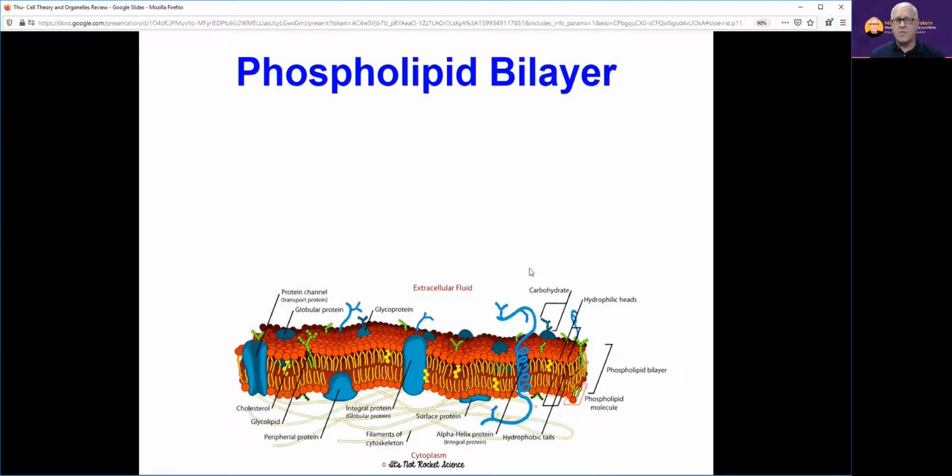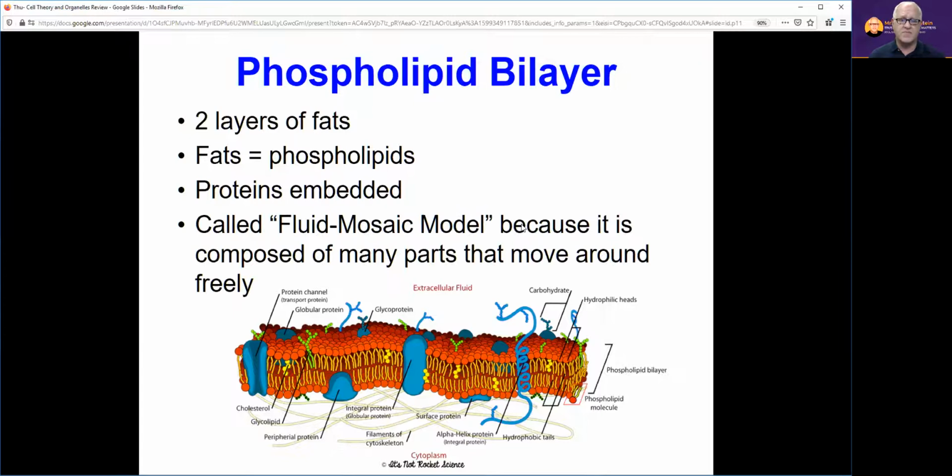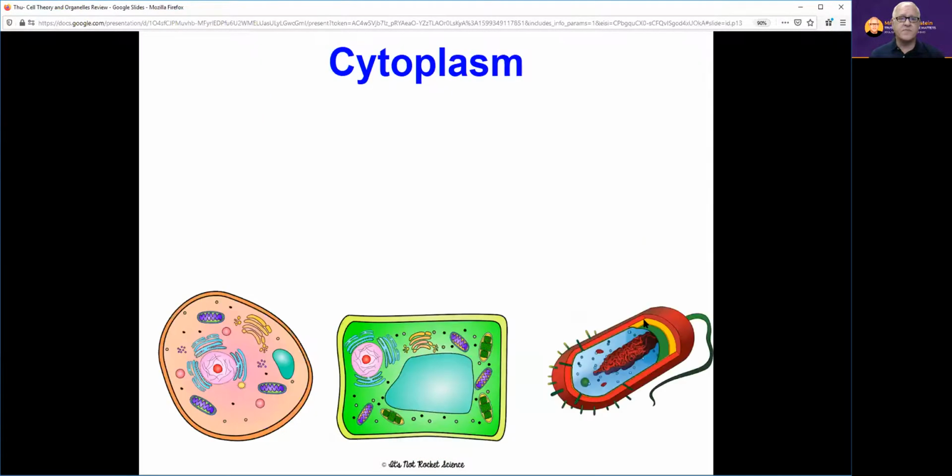The phospholipid bilayer is 2 layers of fat, bilayer, 2 layers. Those fats are the phospholipids. They've got proteins embedded to allow materials to go in and out of the cell. We call it a fluid mosaic model because it's composed of many parts that can move around freely. It's really quite pretty if you look at it.